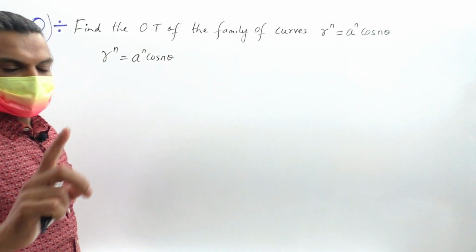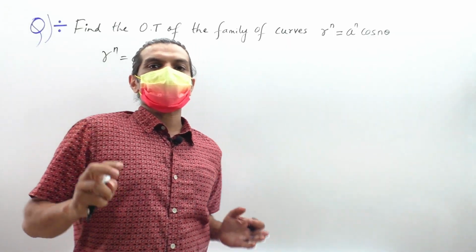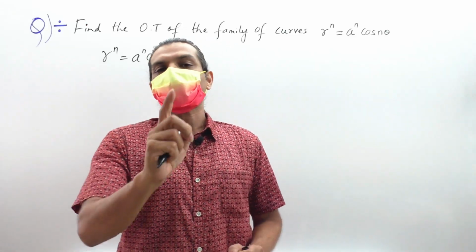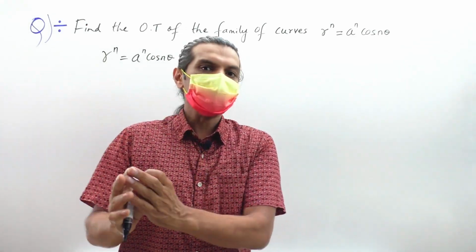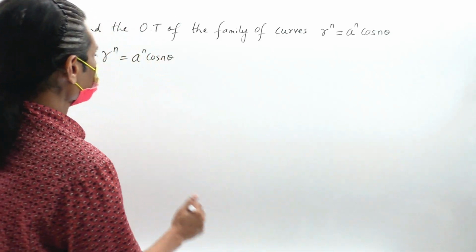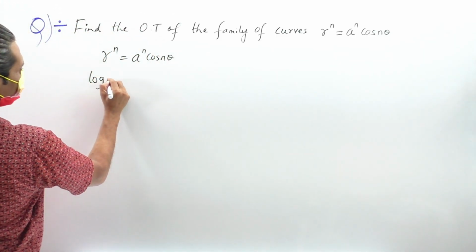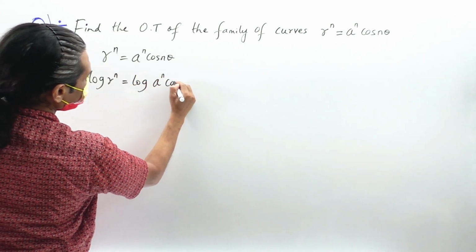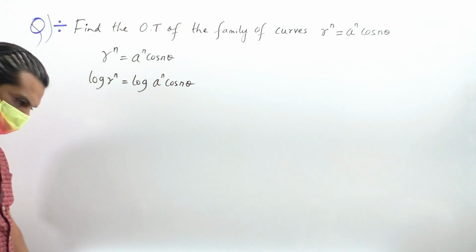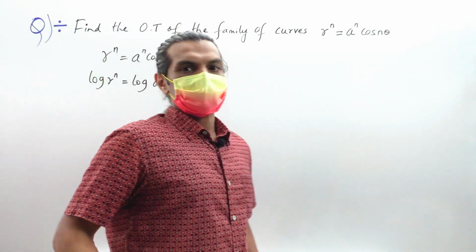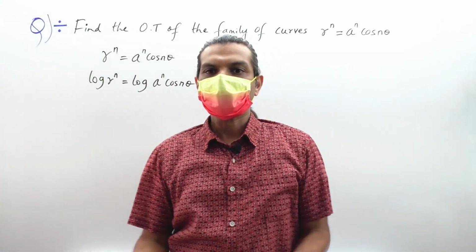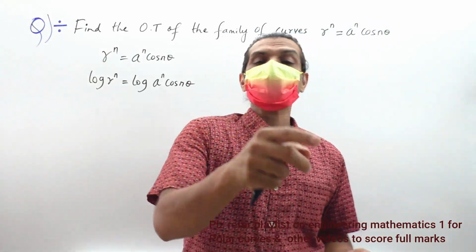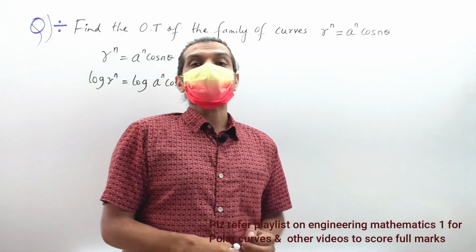So what did I tell you in the first step? While you are dealing with questions on polar curves like r and theta, it's always best practice to apply log on both sides. The solution will become very easy for you. So first, apply log on both sides. So log of r^n equals log of a^n cos nθ. Now apply the principles of log. Everything should be plus or minus, no powers, no multiplication. That's why I request you to go back and refer to the playlist for the polar curves.